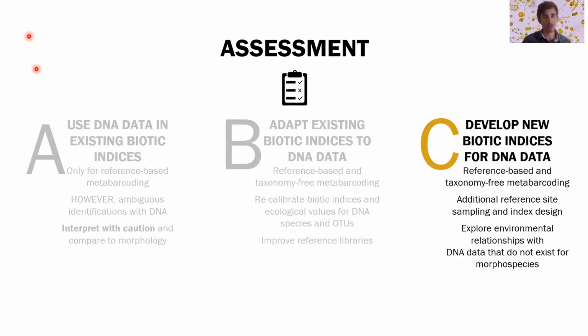And this can be done for both reference-based and taxonomy-free metabarcoding, but it requires additional reference site sampling, index design, de novo ecological values for provisionally named taxonomy-free sequences. But it allows us to look at environmental relationships with DNA data that might not exist for morphospecies data.